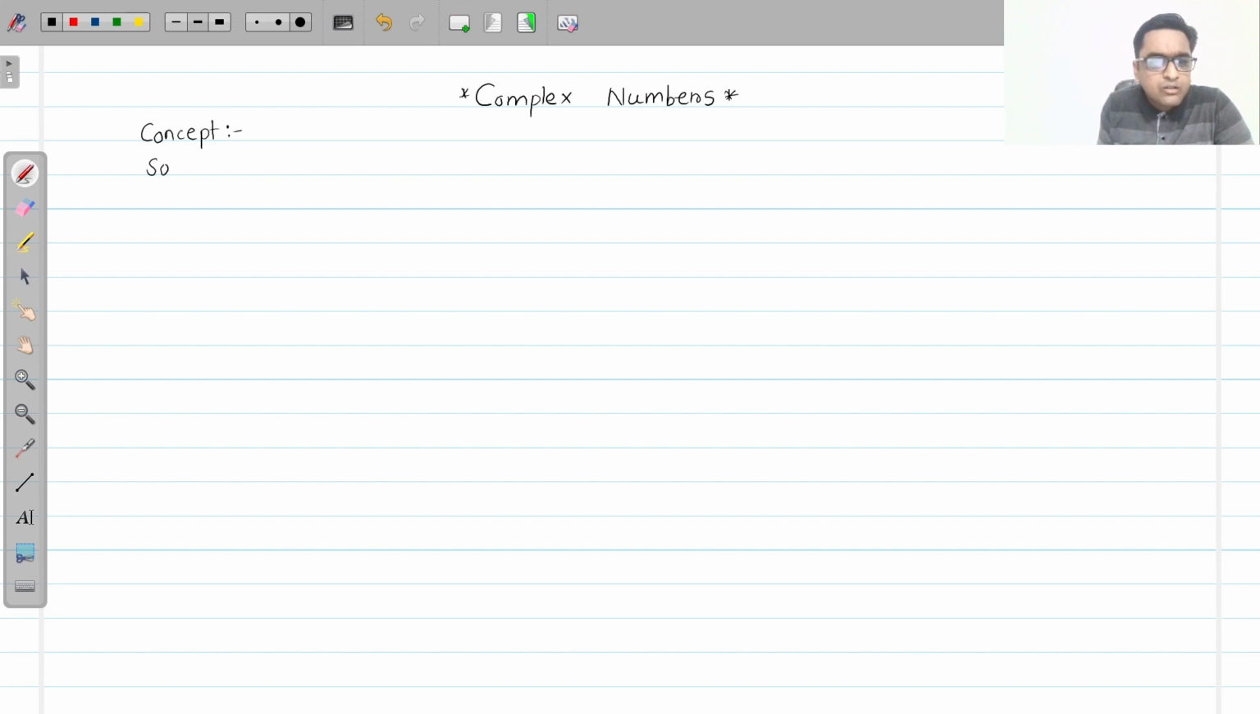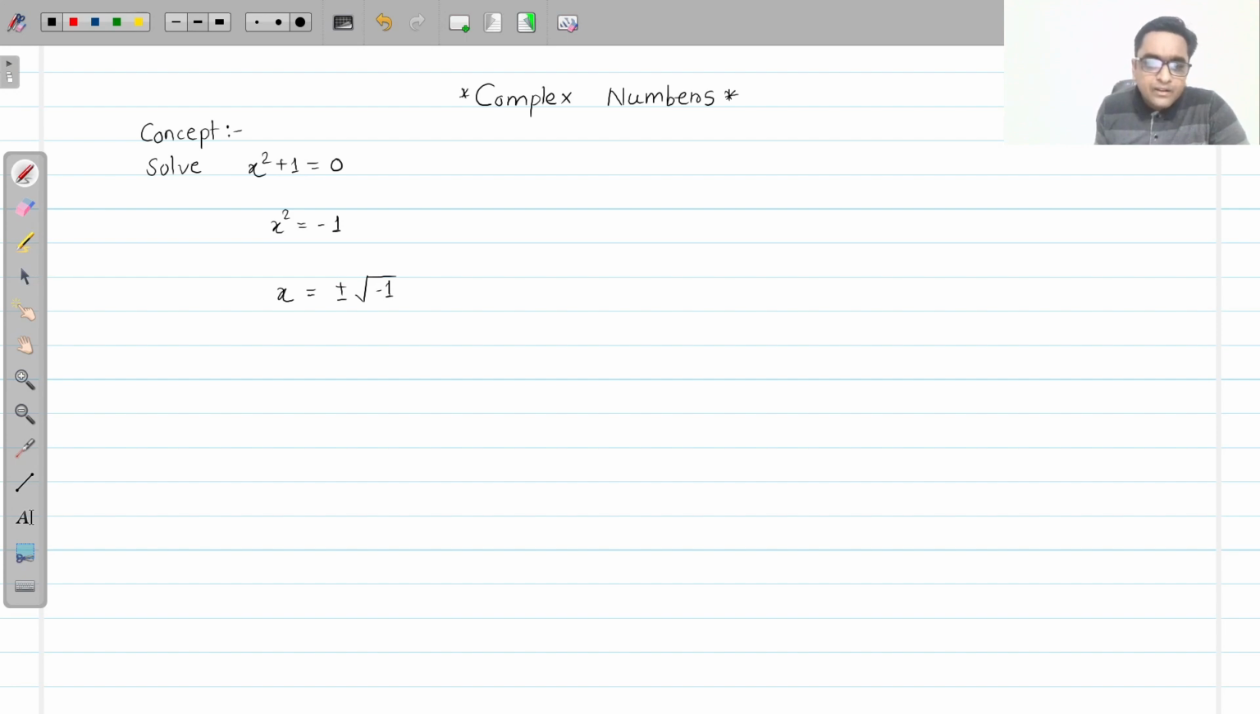First of all, solve the quadratic equation x square plus 1 is equal to 0. As we know, any quadratic equation should have two roots. So how can we solve it? We can write it as x square is equal to minus 1, and taking the square root, x is equal to plus minus under root of minus 1.